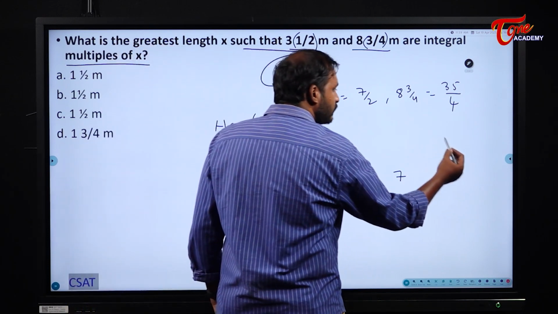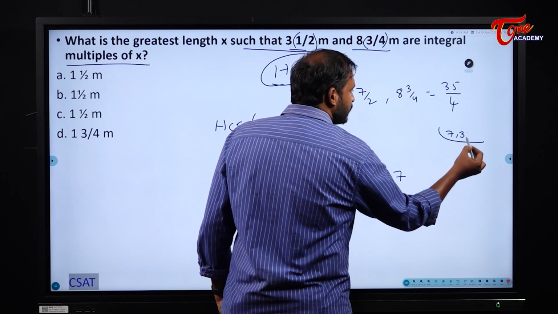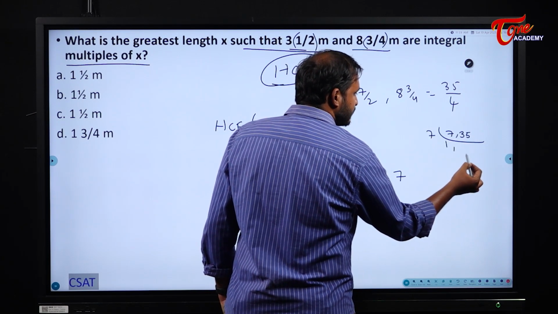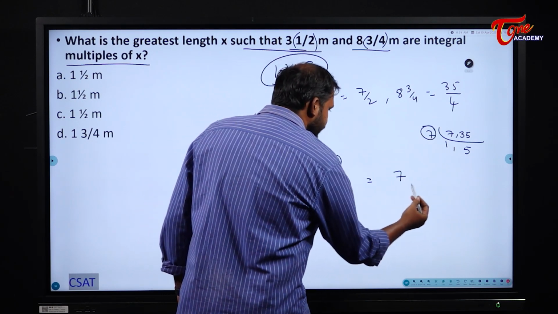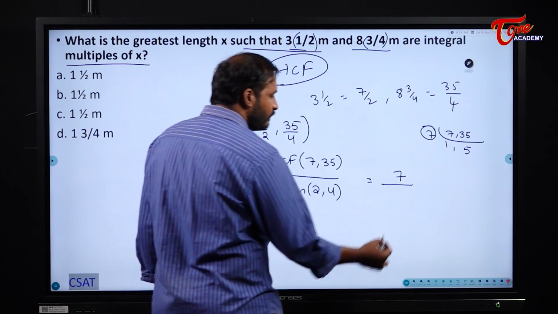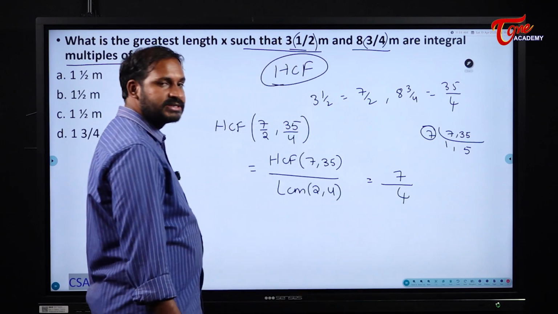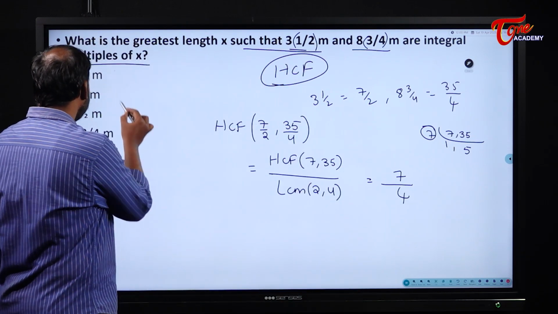If you have any doubt, check that one. 7 ones are 7, 7 fives are 35. We stop here itself, right? So what is the HCF? 7 by the LCM of 2 and 4, which is 4. So our answer will become 7 by 4.